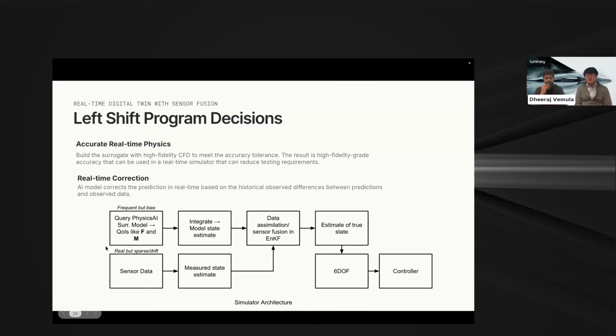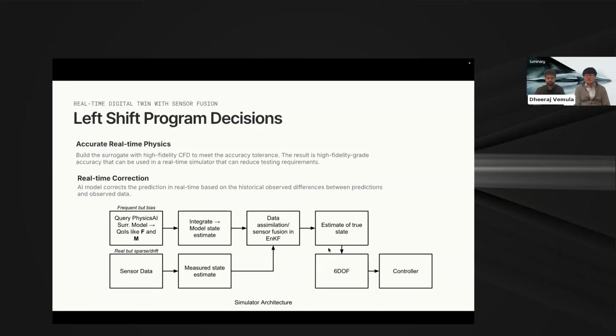And what we've done is, we recognize this problem. There's the physics AI model. It can give you very frequent inferences, or the distilled model can give you higher frequency, but there can be an existing bias. With sensor data, it can be real, but it can be sparse, and over time it can drift. So there needs to be a way to get an estimate of the true state based on these two imperfect estimates. And we can show that you can hook this all up through a sensor fusion block. Here we use an ensemble Kalman filter.